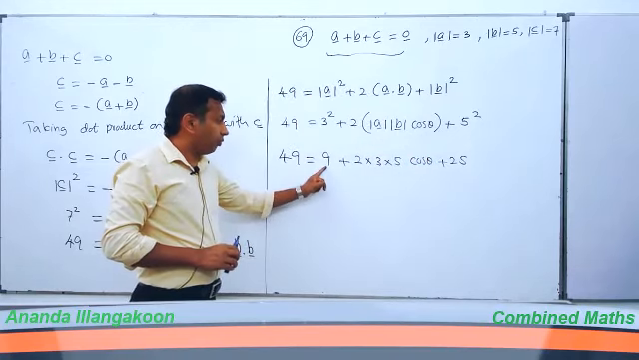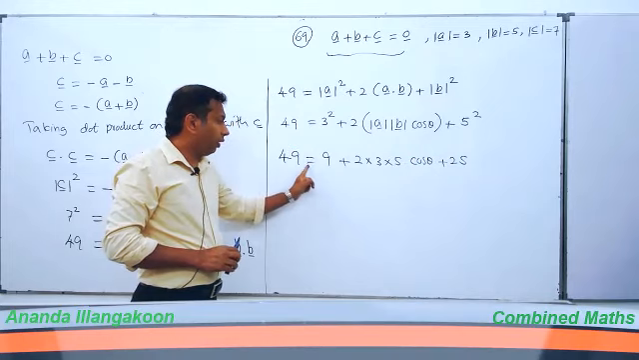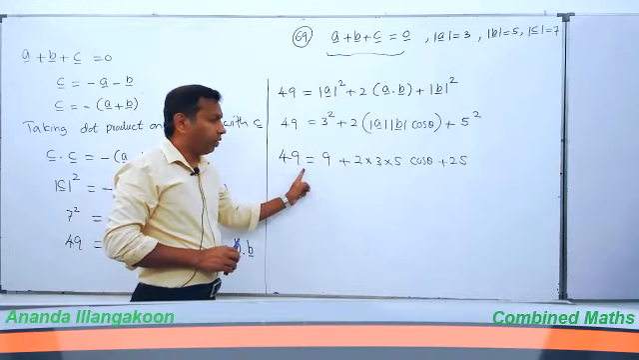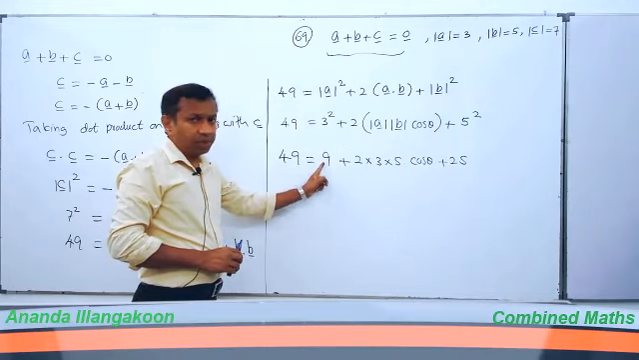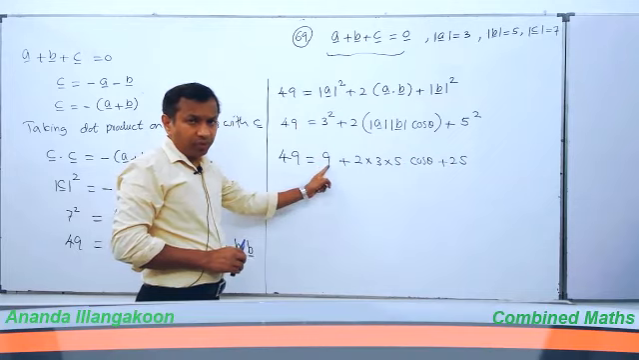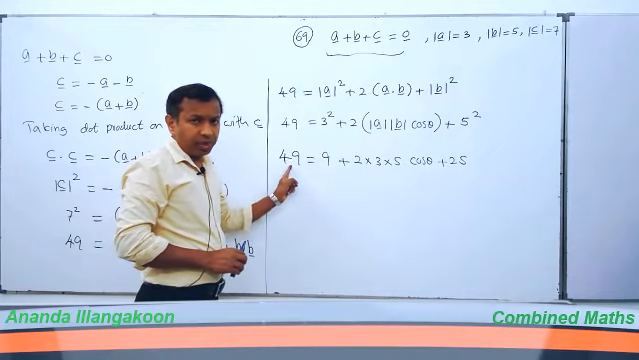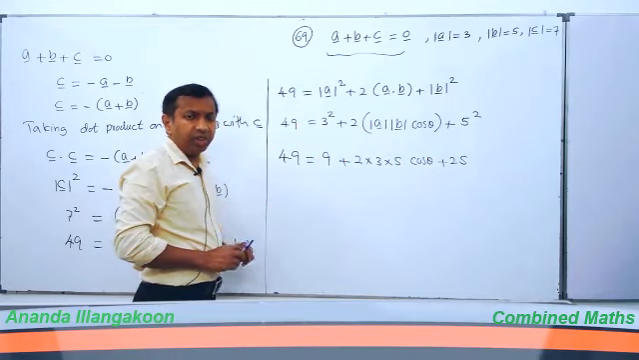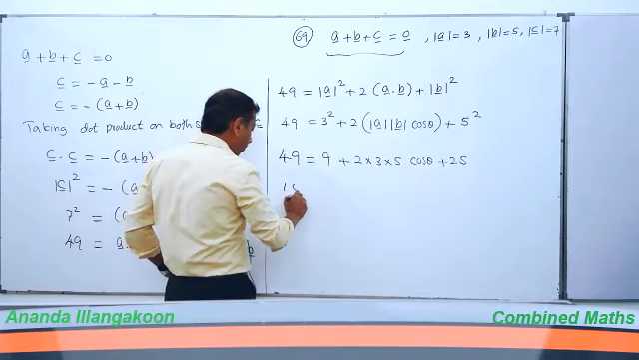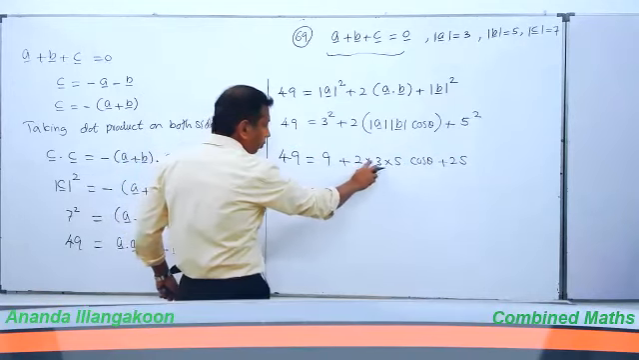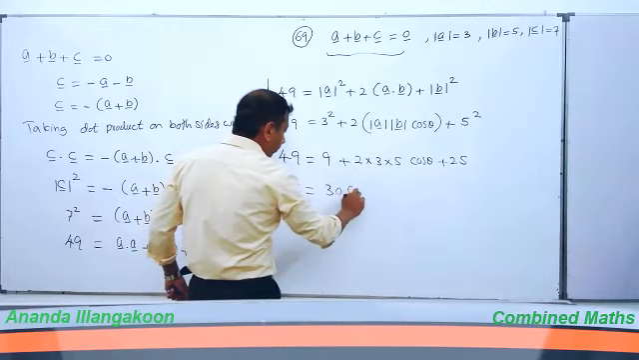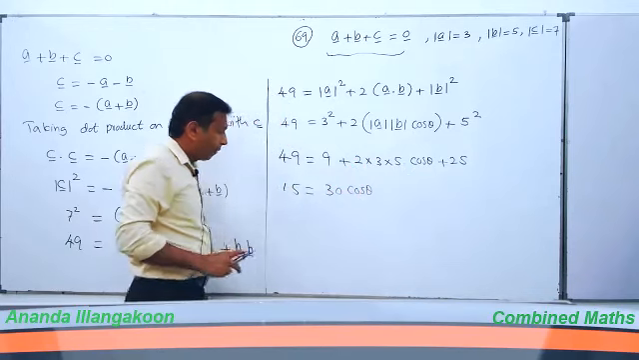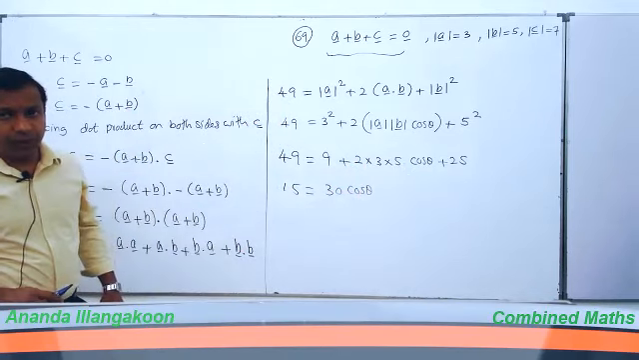We will now bring this 9 and that 25 to this side, right? 25 plus 9 is 34. Once you take the 34 to this side, 49 minus 34 is 15 on the left hand side. And here 2 times 3 times 5 is 30 cos theta. 15 equals 30 cos theta.